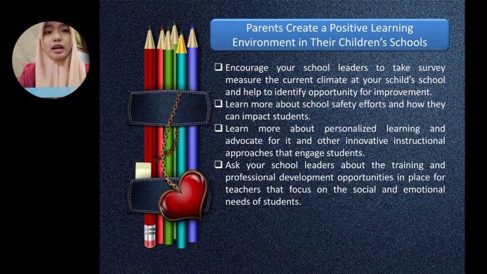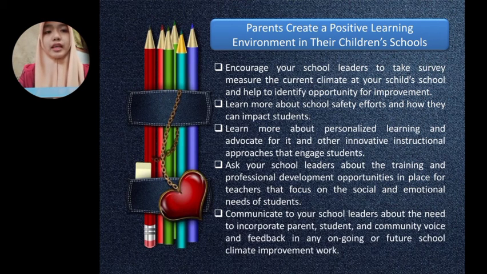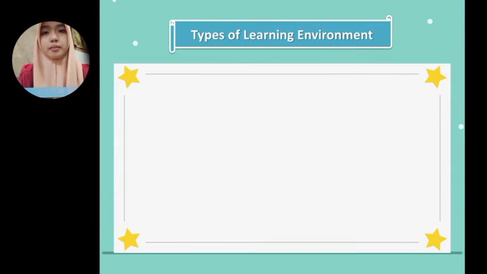Number 4, ask your school leaders about the training and professional development opportunities in place for teachers that focus on the social and emotional needs of students. And the last is communicate to your school leaders about the need to incorporate parent, student, and community voice and feedback in any ongoing or future school climate improvement work. Okay, next slide is about types of learning environments.